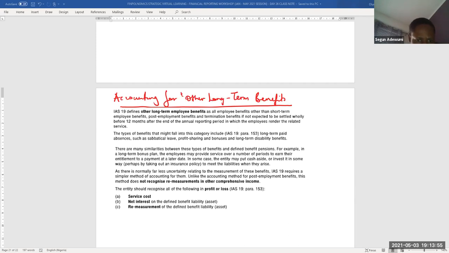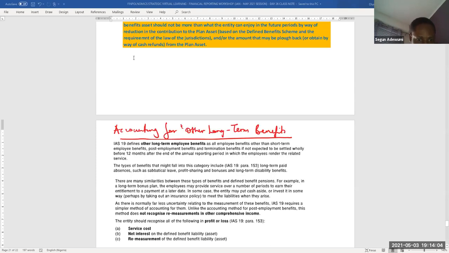The entity should recognize all of the following in profit or loss: service cost, net interest on the defined benefit liability or asset, and remeasurement of the defined benefit liability or asset.